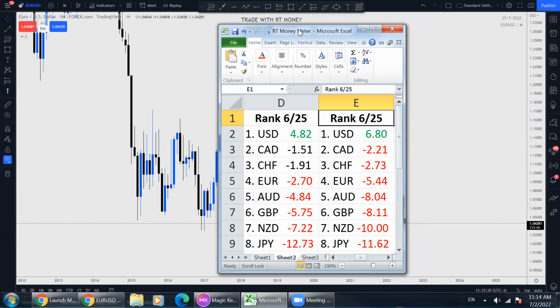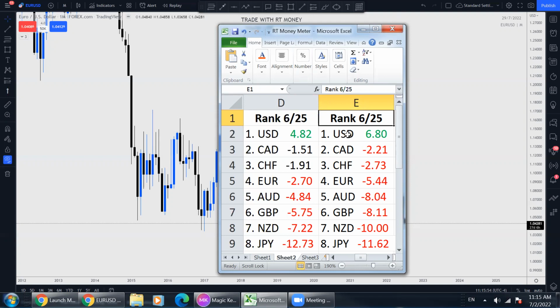The RT money meter tracks the rate of change of each individual currency from a futures perspective over a period of 15 weeks, about 3 months. And I update it every week. This way we can see the strength and weaknesses of each individual currency so that I can match the strong with the weak for higher probabilities of success in a trade, right?